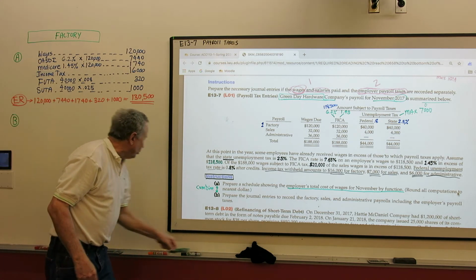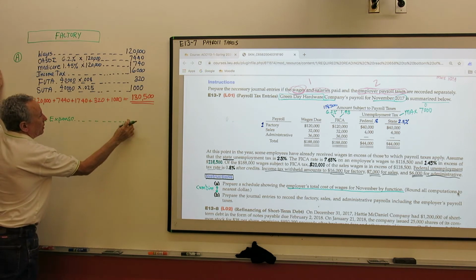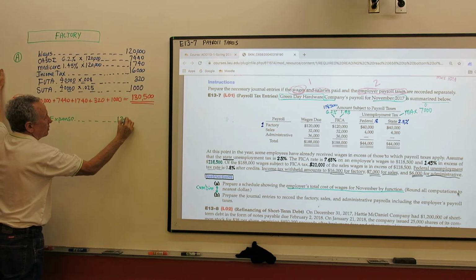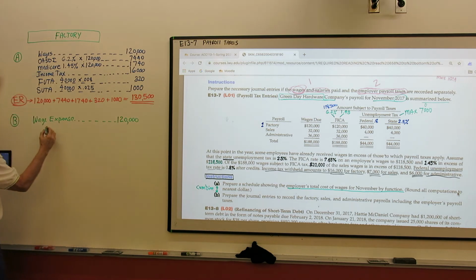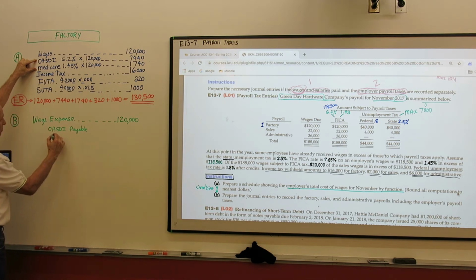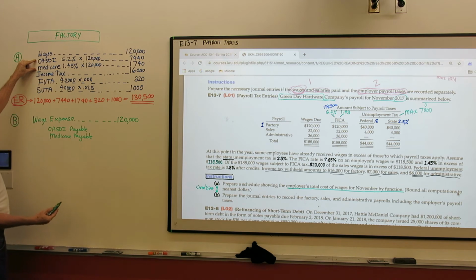What's the journal entry for the employer? The employer is going to debit wages expense, and that's going to be 120,000. And then the employer is going to credit OASDI payable and Medicare payable. You can combine these two. If you look in the answer manual, your authorized does.